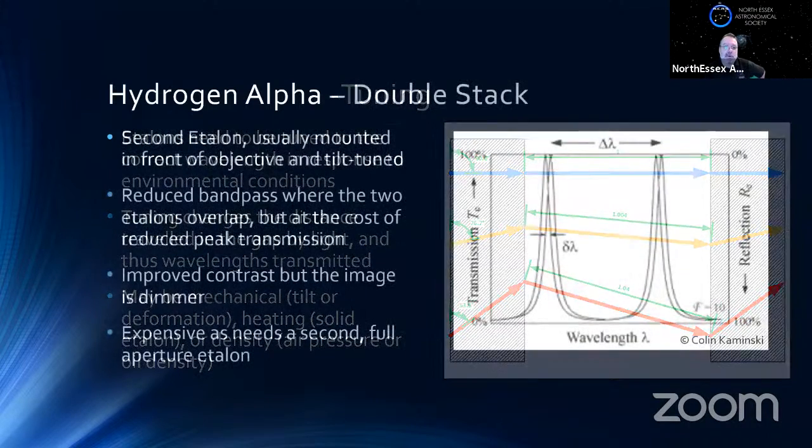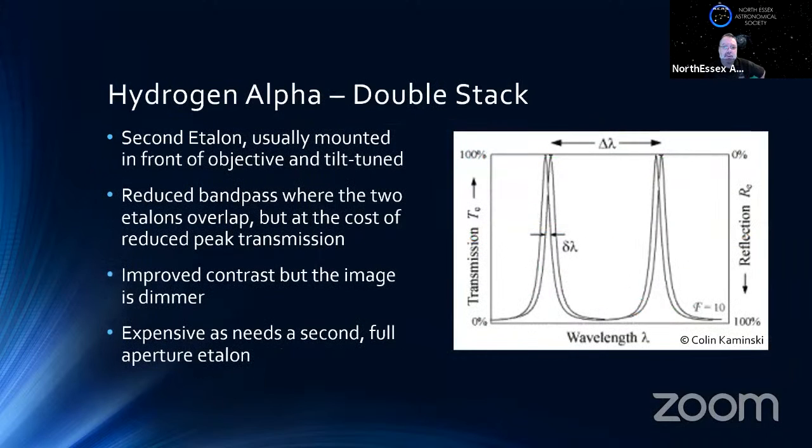If you want to go the big money route, you can actually put two filters on your telescope. You can put two Etalons, one inside and one on the front. You get two peaks. And if you offset them slightly, what you actually get is the only stuff that goes through this bit in the middle where the two peaks overlap. And that's even narrower than the peak that you would get from a single Etalon. You get a much better contrast, but you get a dimmer image. The price you pay is that it's expensive because the cost of the second Etalon, because it needs to be on the front of the telescope, is bigger and much more expensive.